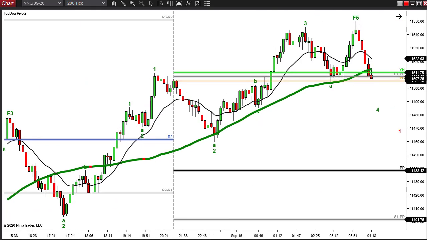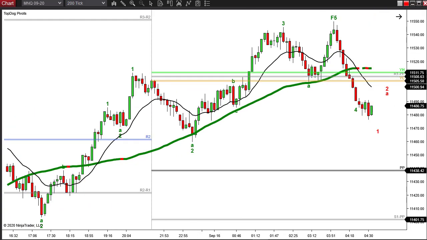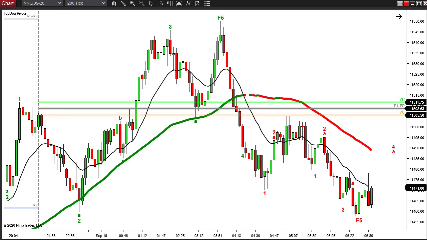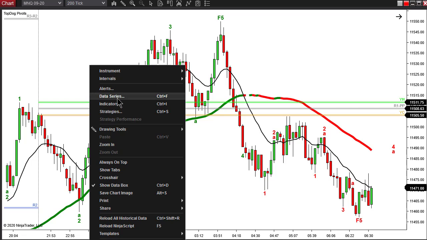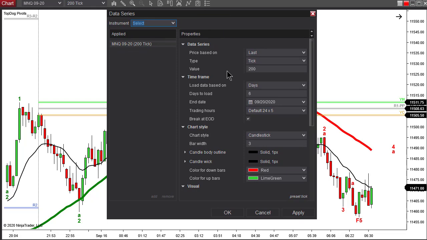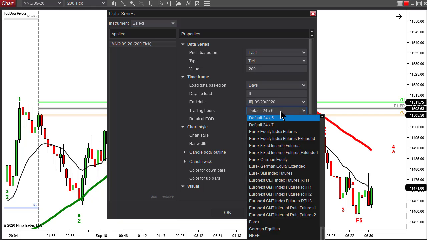So, okay, now the key is that these levels should be calculated with pre-market data. In other words, 24-hour data. So if I go in here to my data series, this is what I use, by the way, I use 24 times 5. So that's 24 hours, 5 days a week. And this is very important. There's also an option here in NinjaTrader for 24/7 days. So that would include Saturday, which there's no real trading on Saturday, but Sunday there is.